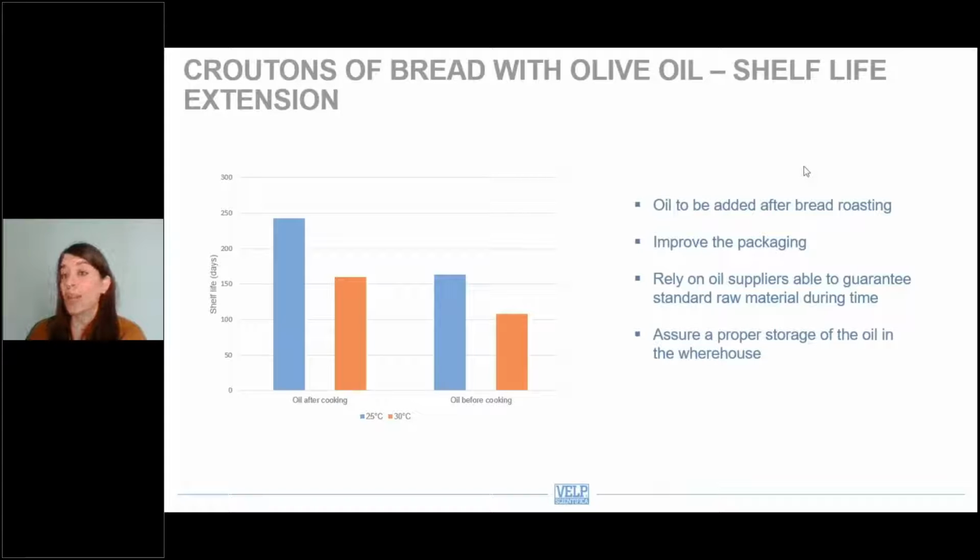So the oil should be added after roasting. The packaging should be improved, maybe by using modified atmosphere in order to exclude oxygen from the package, and also by using a film that protects the product from light. Moreover, thanks to some analysis we made on oil batches they provided us, they should rely on suppliers more able to guarantee standard raw material over time, and they should ensure proper storage of the oil in the warehouse.